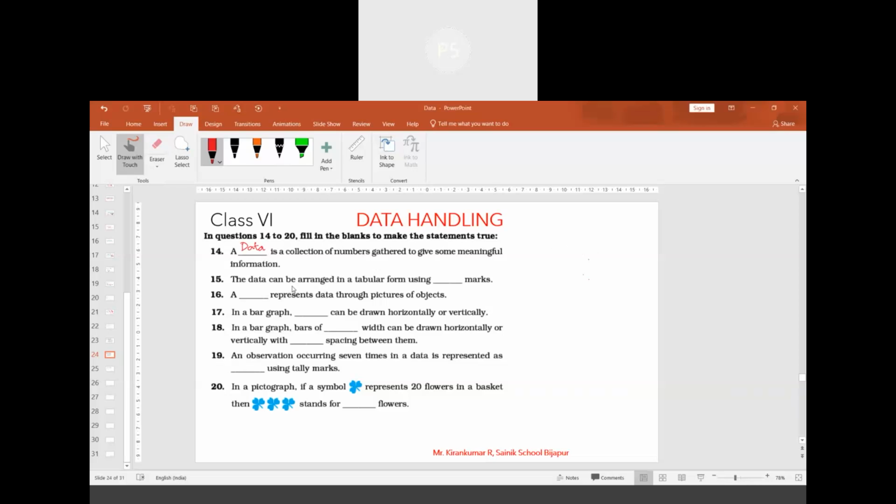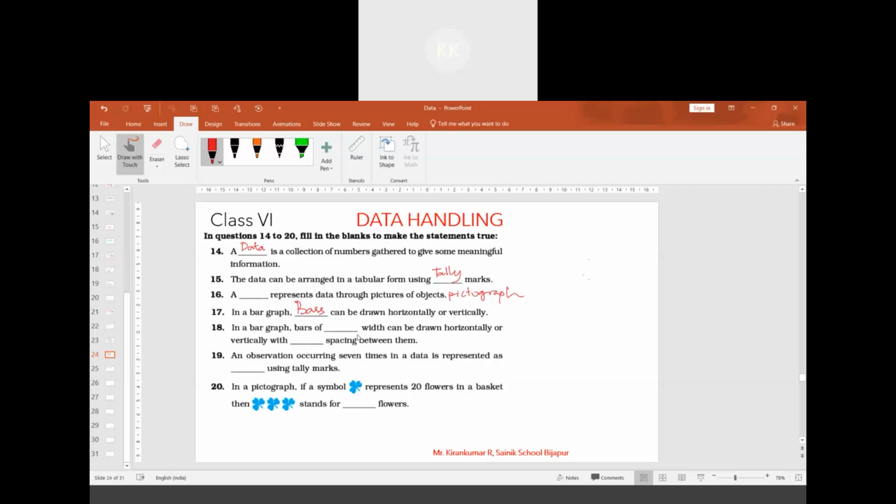Let us complete this fill in the blanks type. 15: The data can be arranged in a tabular form using dash marks. Tally marks. 16: A dash represents data through pictures of objects. It is called a pictograph. 17: In a bar graph, dash can be drawn horizontally or vertically. These bars can be drawn horizontally or vertically.